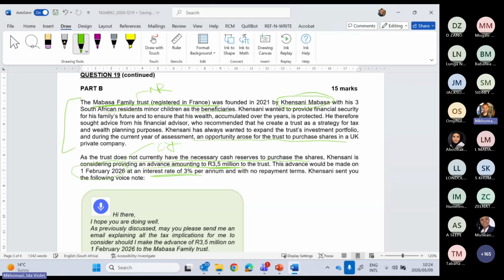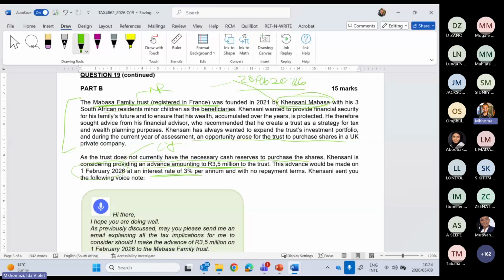Kensani is an individual. Kensani's year end will end on the 28th of Feb 2026. It doesn't end on the 31st of March 2026. And that's one of the first mistakes that students made last year. They used the year of assessment of 31 March, which is wrong. You had to recognize that you are dealing with an individual, Kensani, and an individual's year end for 2026 ends on 28th of Feb 2026.